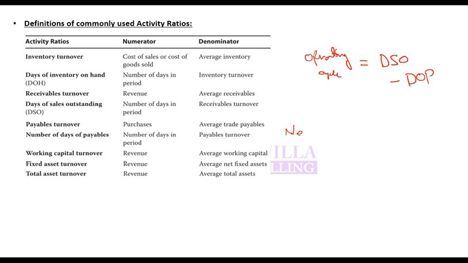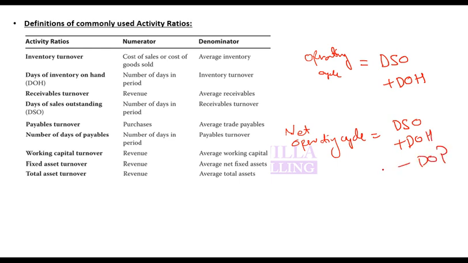And what is net operating cycle? Sorry, this is not operating cycle. Operating cycle is DSO plus DOH, days of inventory on hand. And what is net operating cycle? Net operating cycle is DSO plus DOH minus days of payables. This is net operating cycle.